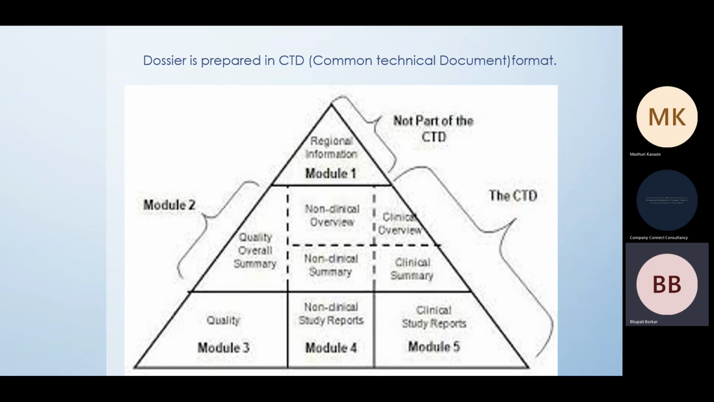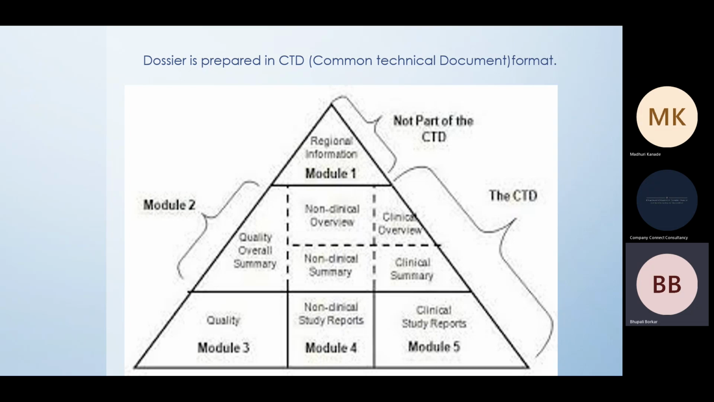For a generic product, we mostly don't require that much clinical data or non-clinical data because it has already been established at the time when the patent is filed. Okay, so for a generic product, it will be only module 1, which is most important, and module 3, that is the entire data from a pharmaceutical company. So these are the modules for preparing a dossier. Now, a dossier will have different sections.